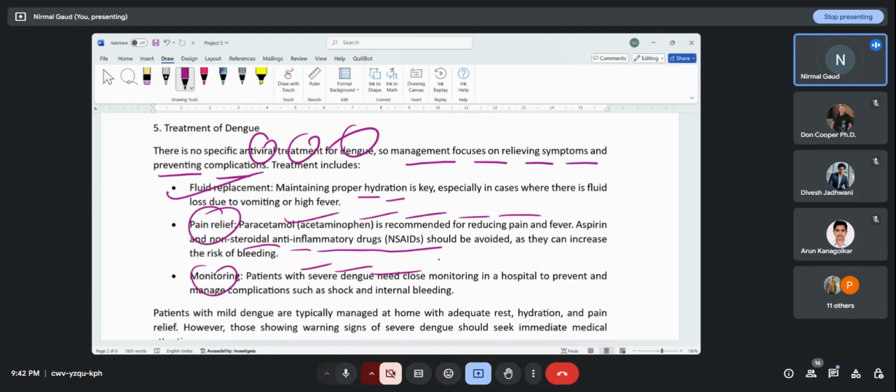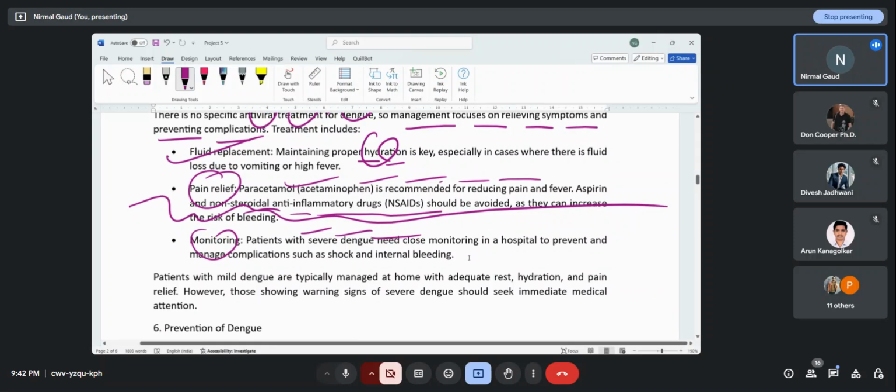Okay, this is the reason why we don't have any specific antiviral treatment for dengue, as per the terms mentioned. I know dengue patients are kept separate. So we can have fluid replacement, like maintaining proper hydration, pain relief medicines can be given, and monitoring can be done.